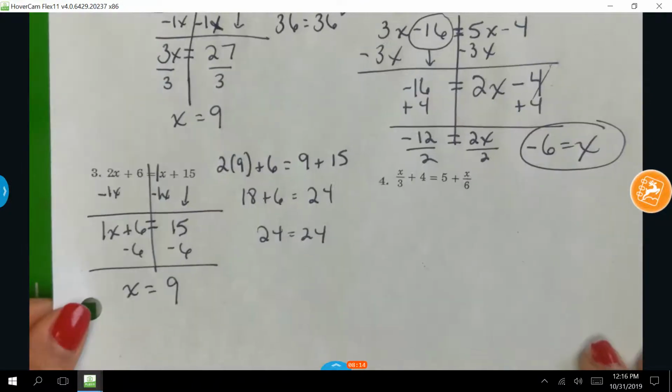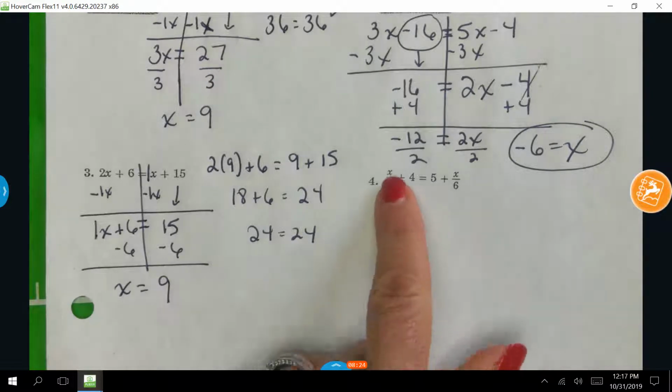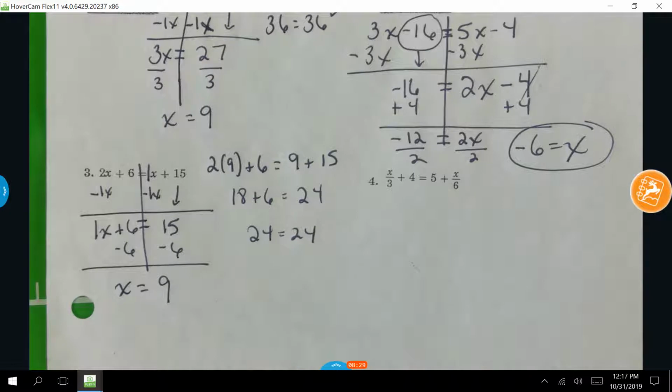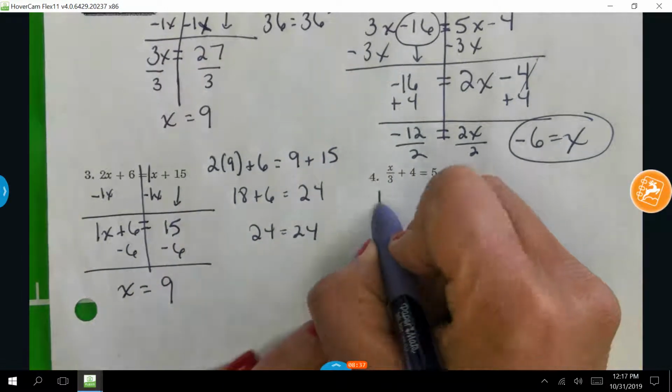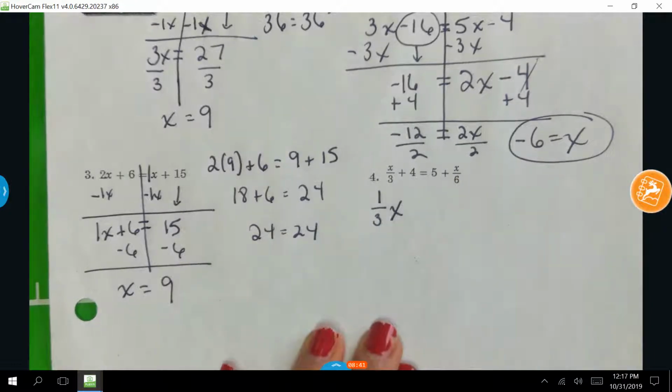Number 4 is like one in your work for today and tomorrow. So make sure you're paying attention on how to do this one, because doesn't this look a little strange? X divided by 3, but you also have an x divided by 6 over here. Normally we just have 1, and we know that that means division. Well, this is how you rewrite this. Instead of x over 3, that is the same thing as 1/3 x. So that's how we're going to rewrite it.